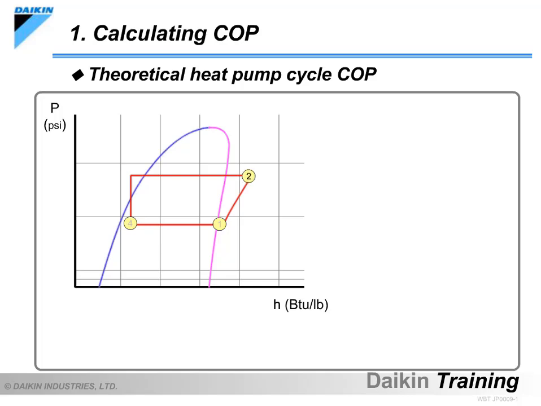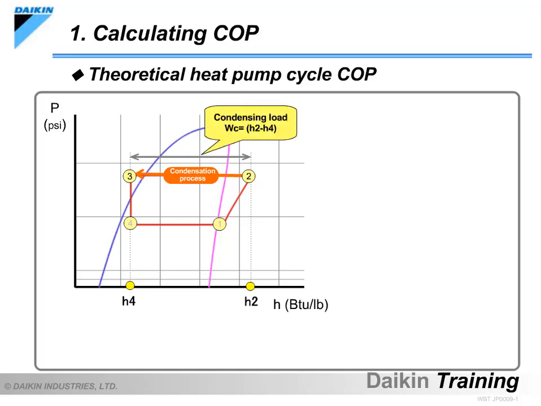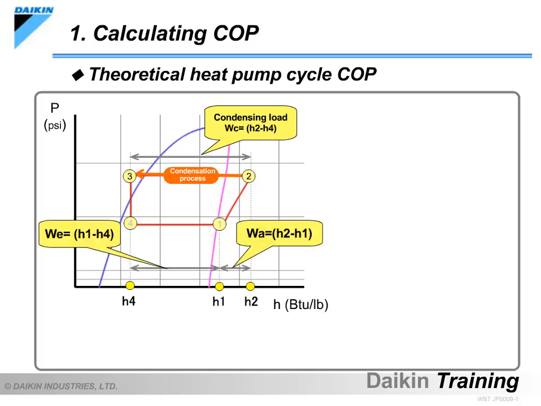The condensation process is represented by the theoretical heat pump cycle from 2 to 3. The amount of change in specific enthalpy, H2 minus H4, is referred to as the condensing load and represents the quantity of heat discharged by 1 pound of refrigerant flowing through the condenser during this process. This heat quantity is equal to that of the refrigerating effect and compression work in total.